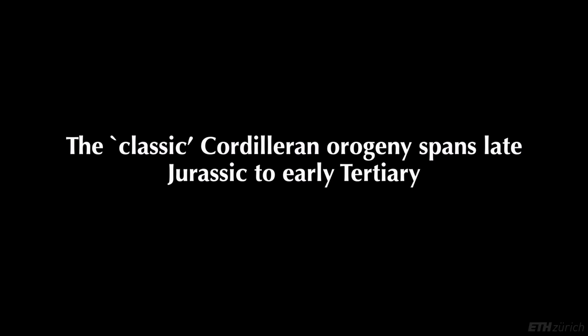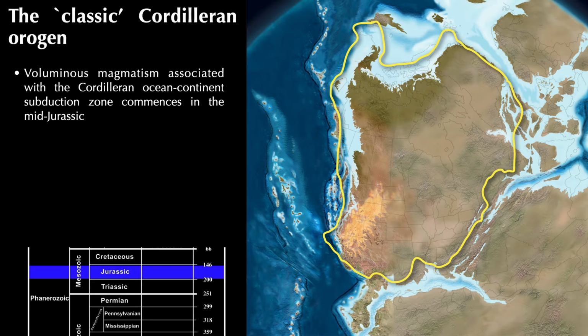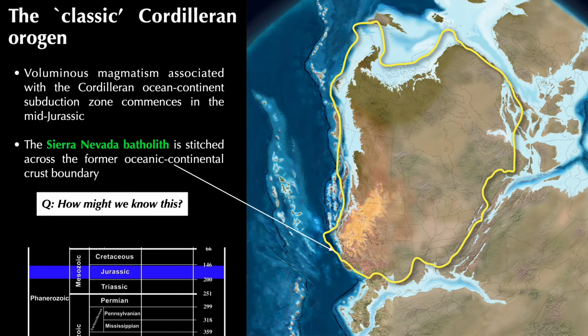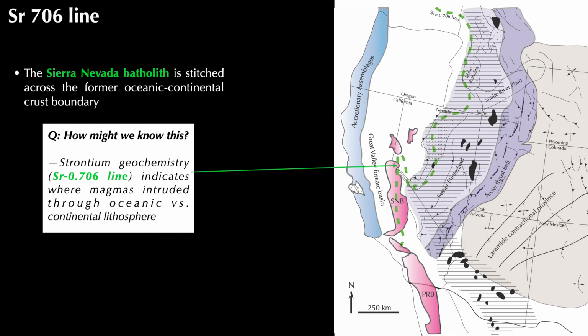So all of that is precursory to what most think of classically as the Cordilleran orogeny, which really begins in the late Jurassic and continues into the early Tertiary. In the mid-Jurassic, Cordilleran ocean-continent subduction becomes more through-going, and Sierra Nevadan magmatism becomes quite vigorous. The Sierra Nevada batholith is built right across this oceanic-continental transition, and the way we know this is based on the geochemistry of plutons that define the batholith.